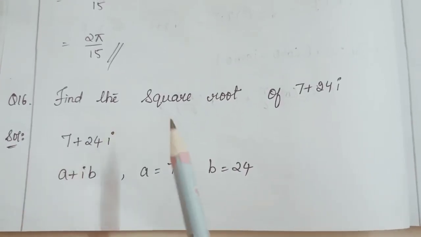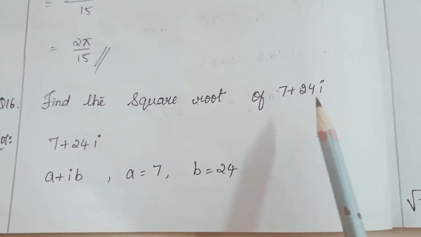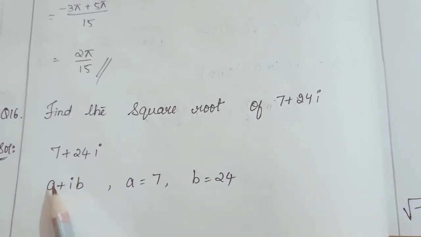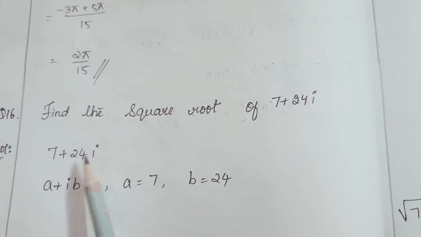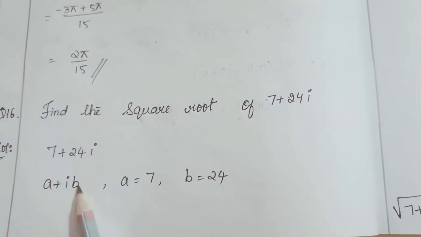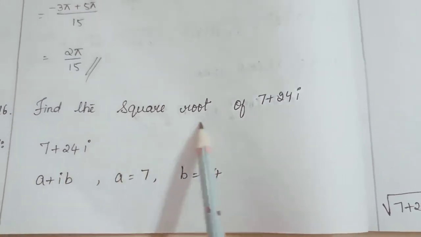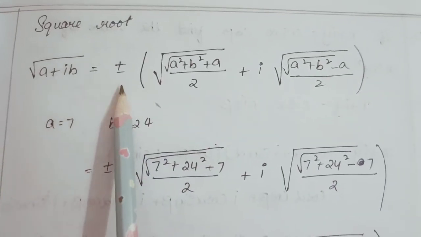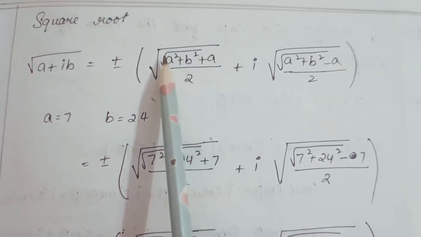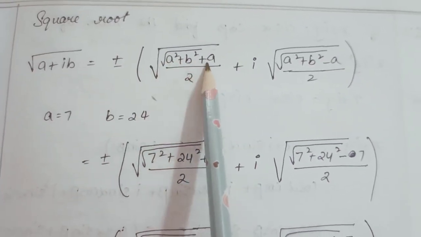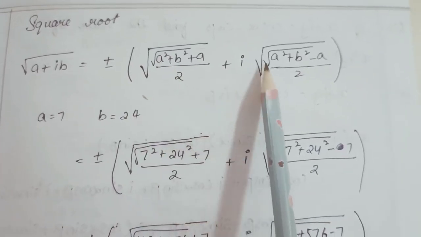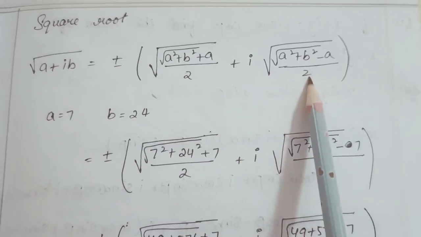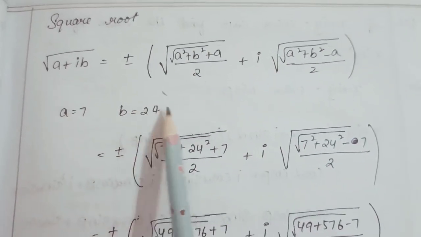Question number 16. Find the square root of 7 plus 24i. That is a complex number square root. So 7 plus 24i is in the form of a plus ib, so a is 7 and b is 24. We have one formula for the square root of a complex number: plus or minus, under root of (root a square plus b square plus a) by 2, plus i under root of (root a square plus b square minus a) by 2. We just have to substitute the a and b values in this formula.